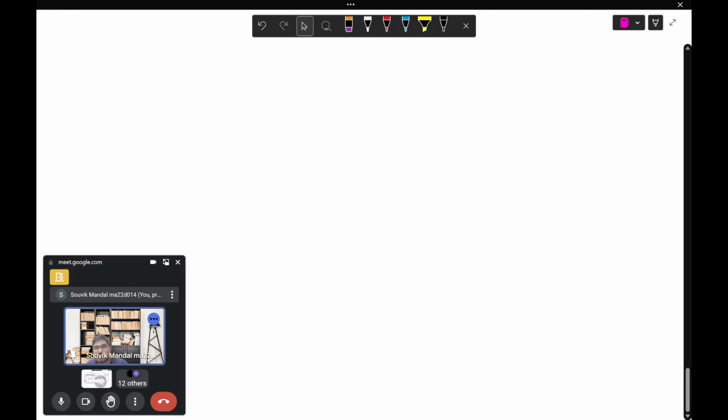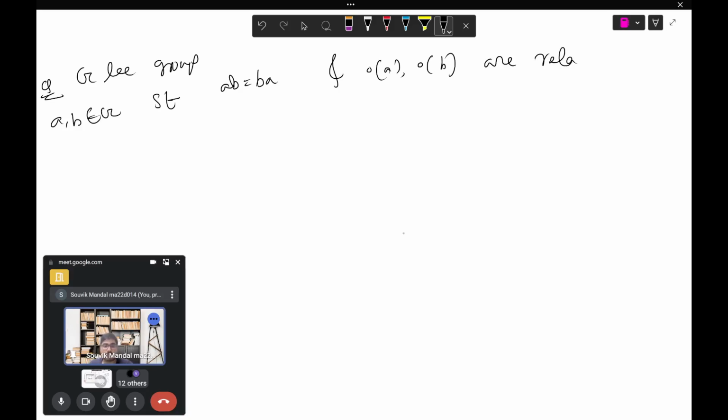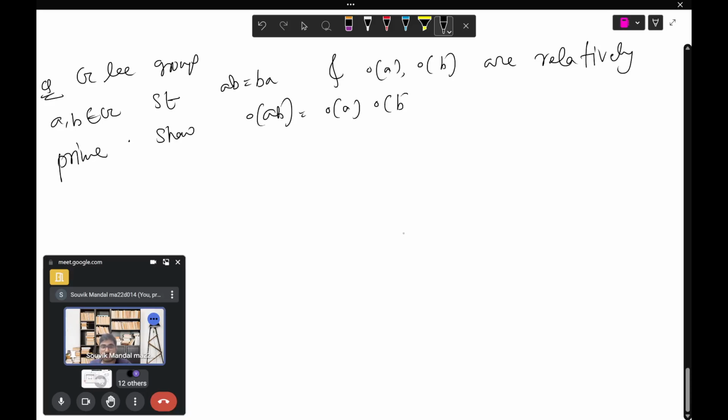Consider this problem. Let G be a group and A, B in G such that AB is equal to BA, and the order of A and the order of B are relatively prime. Show that the order of AB is equal to the order of A multiplied by the order of B.